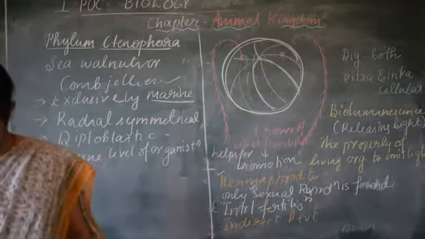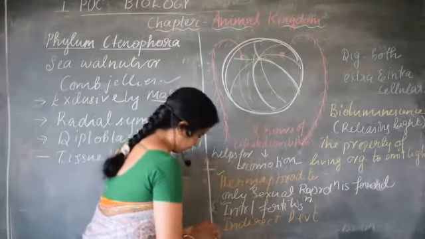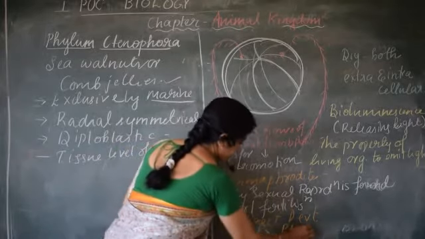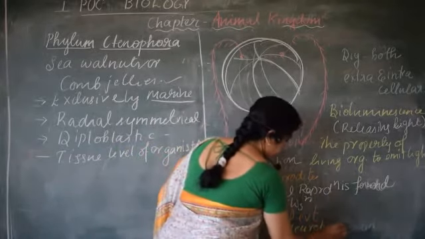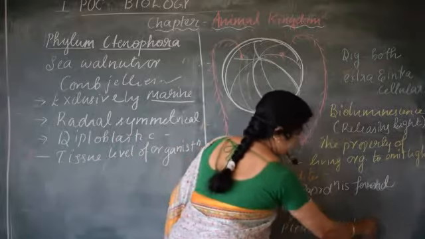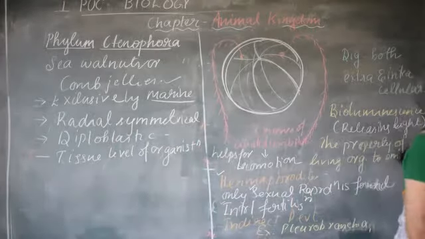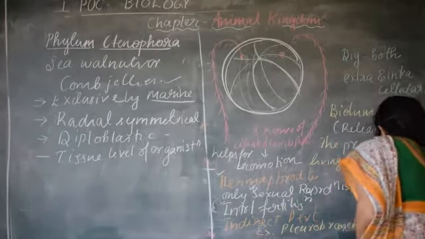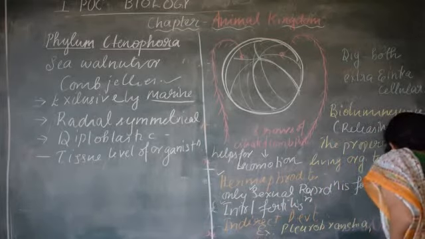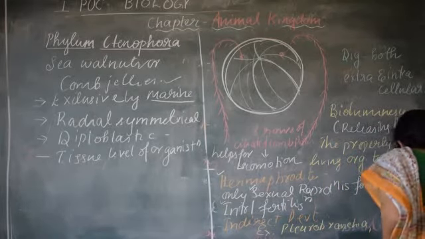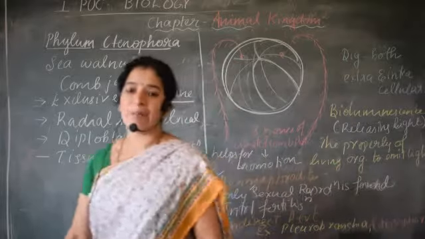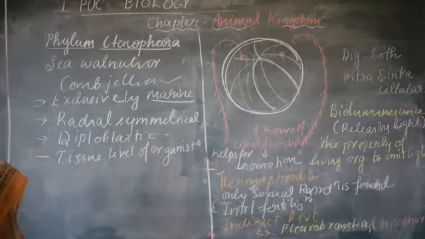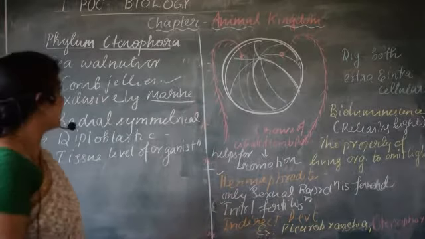Then examples are here. What are the examples for this? Pleurobrachia, and one more example is Beroe. Only two examples are there. Pleurobrachia and Ctenophora are the two examples for the phylum. Okay. Got clear about the phylum Ctenophora?